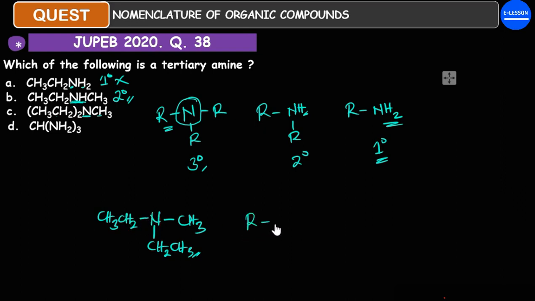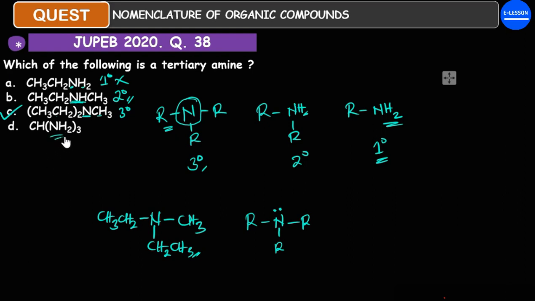Now, that idea of not having hydrogen is just common sense knowledge. The most important thing is that whenever an amine has 3 alkyl groups attached to it, it is a tertiary amine. Recall that this nitrogen has a lone pair of electrons, right? So the correct answer to this question is this. This is a 3rd degree amine. So option C is the correct answer.